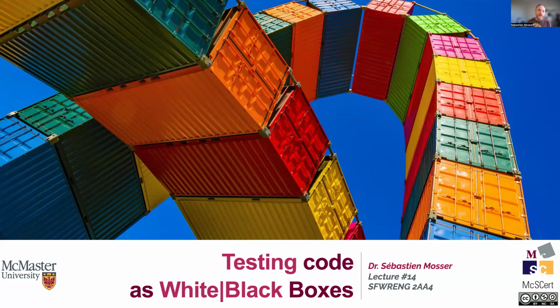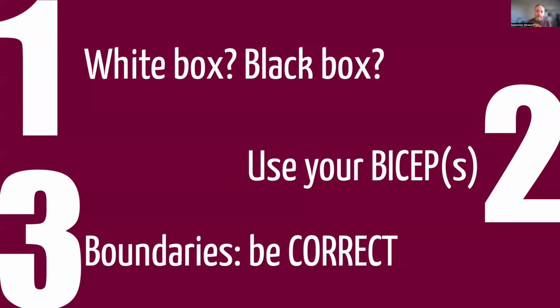Before jumping into those guidelines, the first point is: what are we testing? Are we considering our system as a white box, so we can see the inside, or as a black box, totally opaque, where we have no idea what's happening inside? We're just sending data and getting output. When we clarify this, we'll go to section 2, which is related to BICEP.